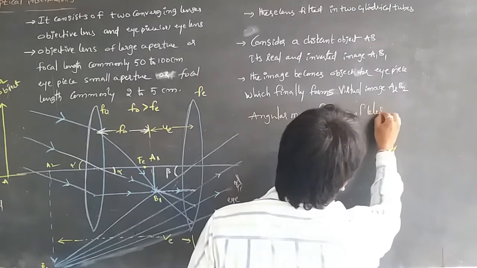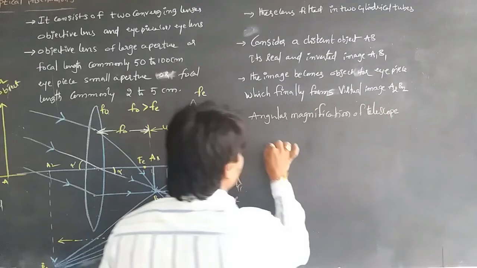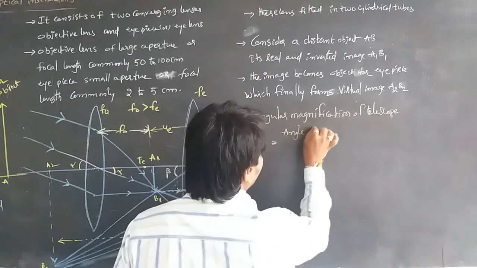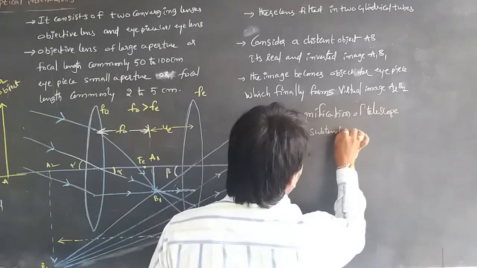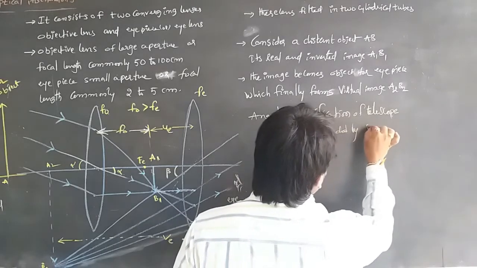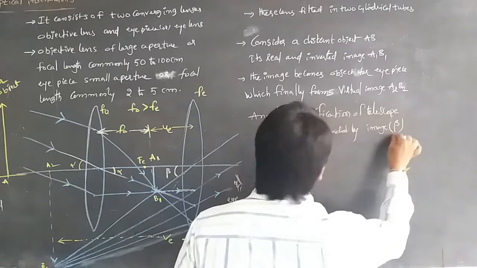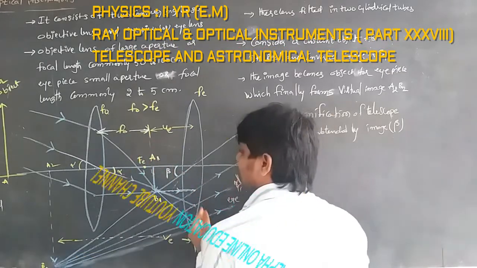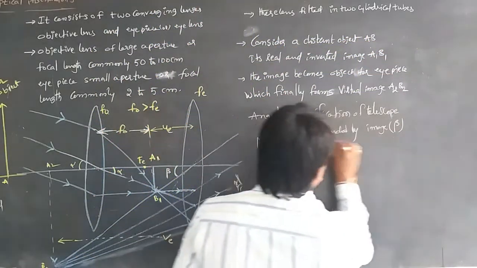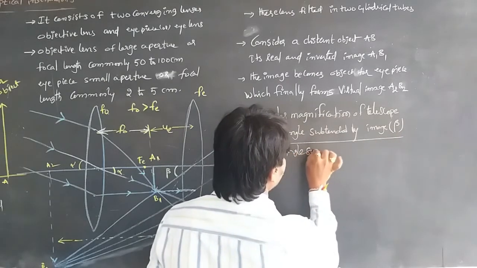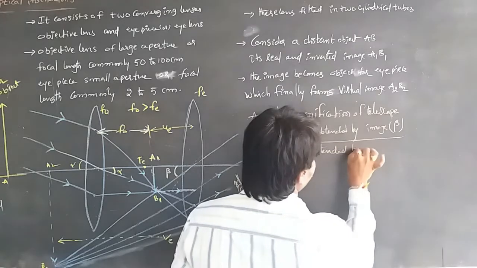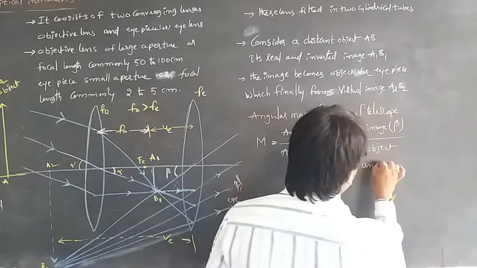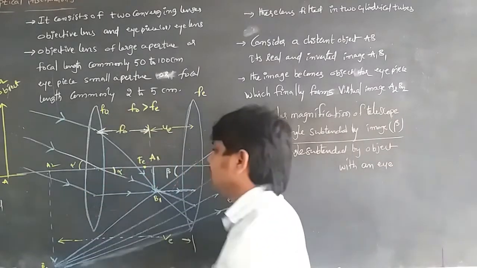of a telescope, denoted by m. It is the angle subtended by the image, which is beta, divided by the angle subtended by the object at the eye.